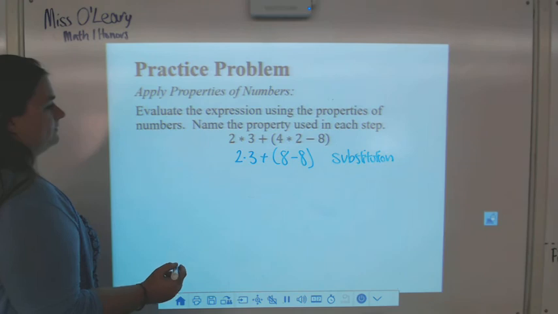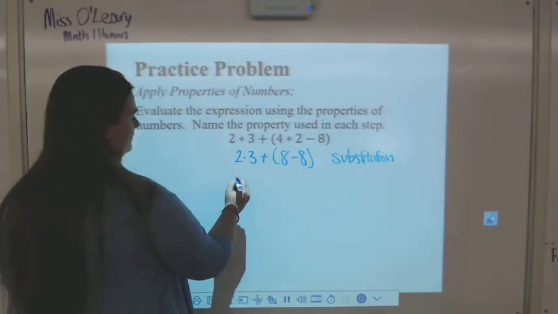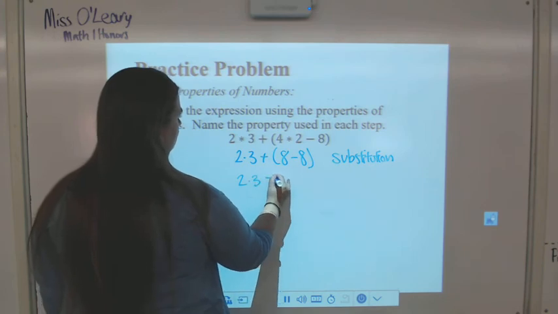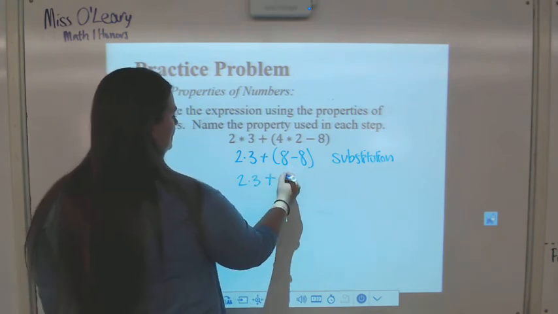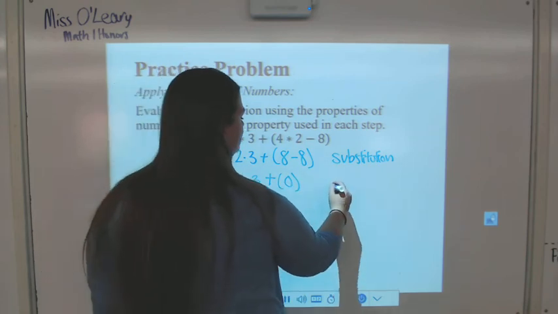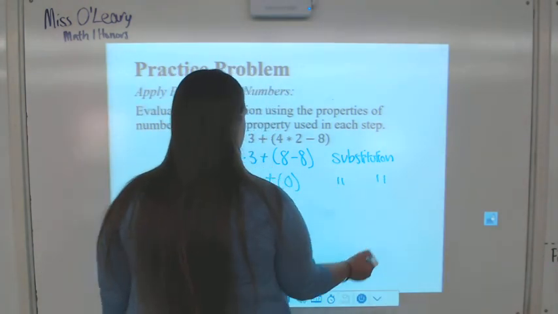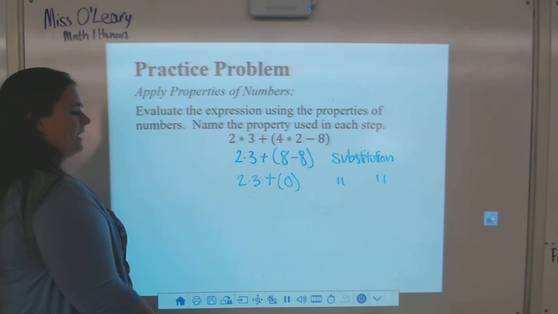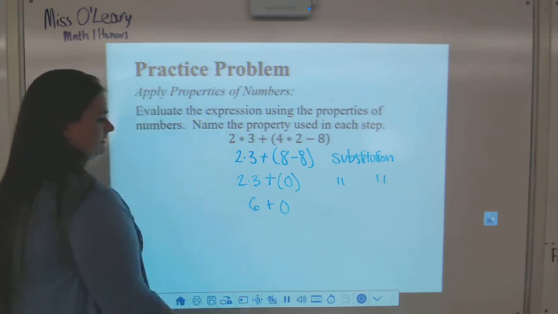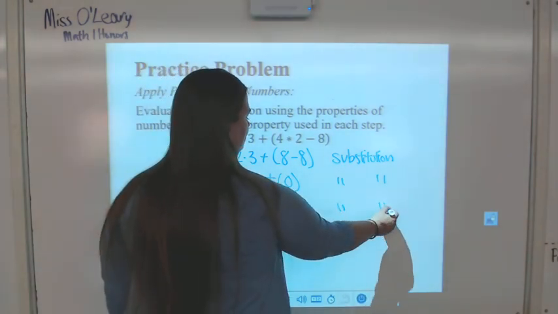Next thing that I'll do, again, I'm still in that grouping symbol here. So I have 2 times 3 plus 8 minus 8. Again, I'm substituting. Next step, well, now I have both multiplication and addition. I've got to deal with my multiplication first. And I get 6. Again, I'm substituting.